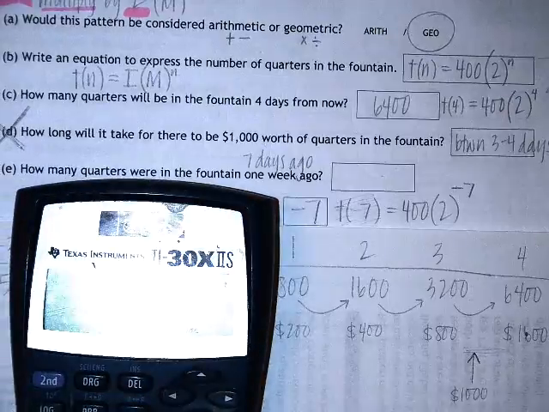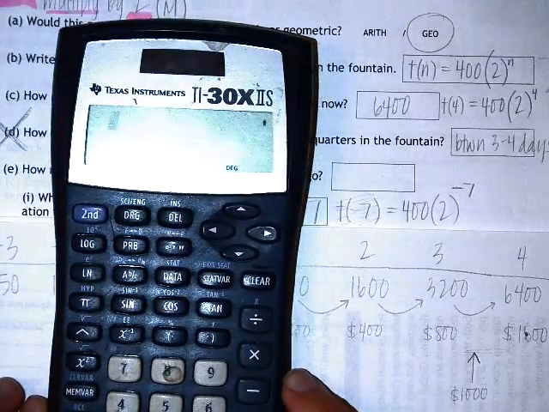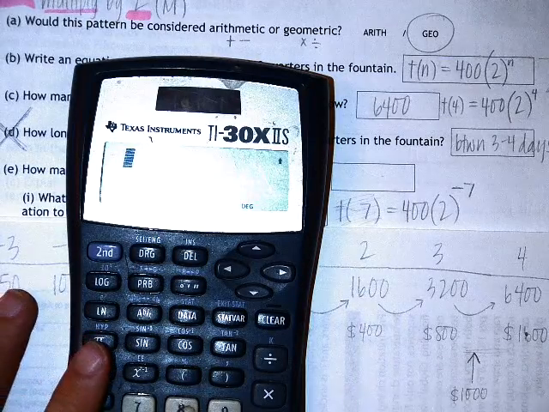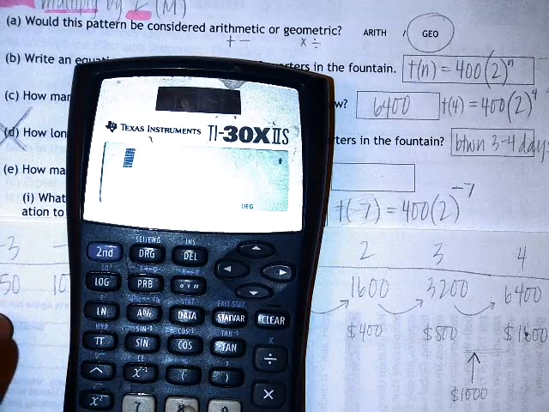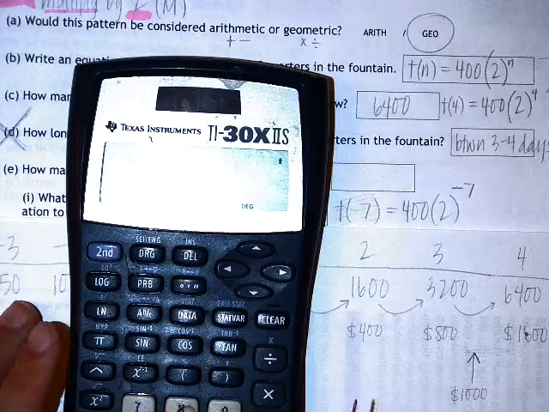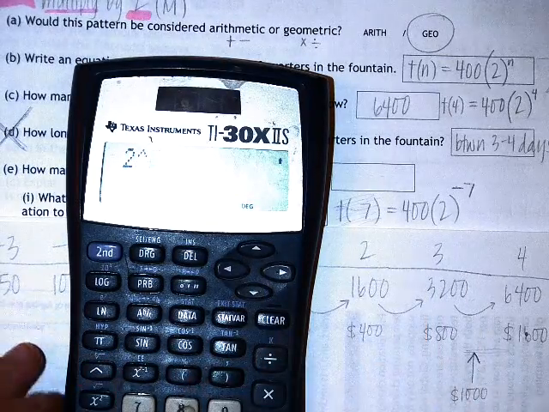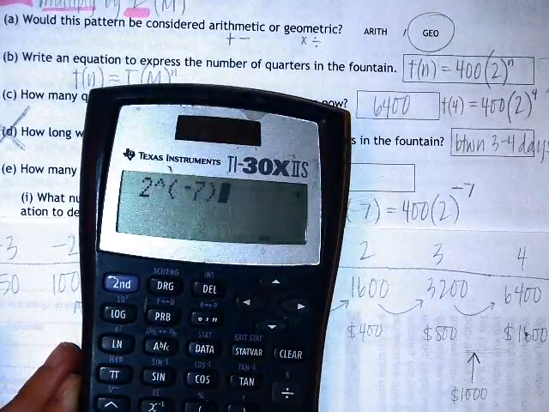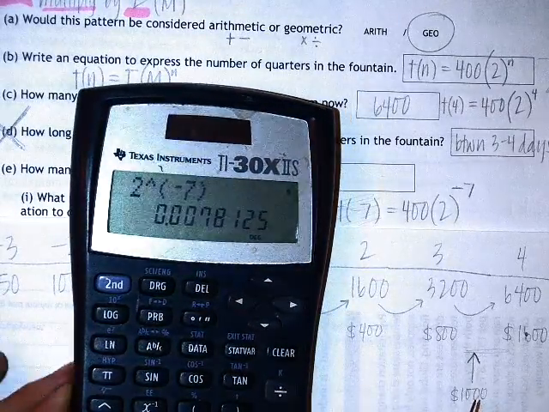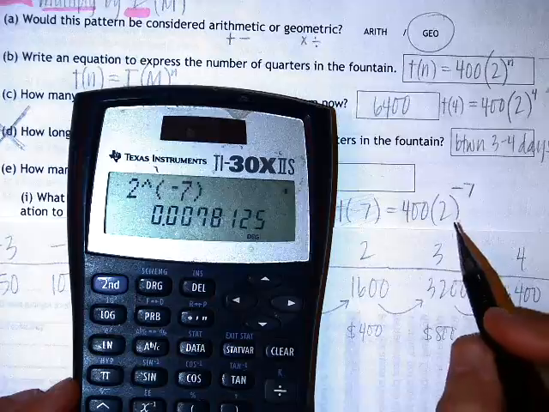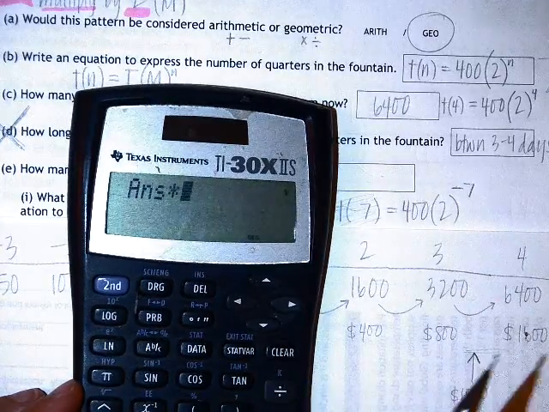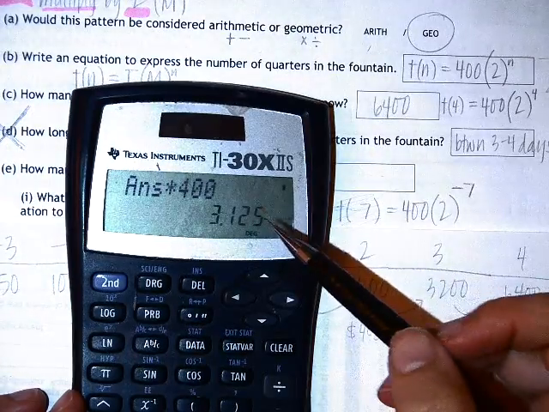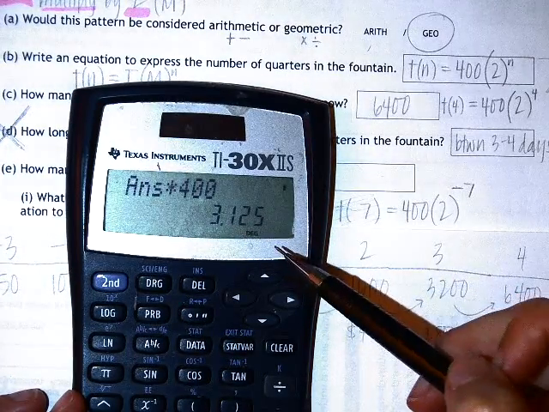In fact, I'll do this example with a standard style calculator so you can see that you don't need anything fancy to do this. I personally usually do the exponent first, because that's what PEMDAS does. Exponent first, then multiply. So 2 to the power of -7. I like to put negative things in parentheses just to be safe. It's going to give me a crazy looking number, but don't worry, because we're not done. Then I take that number times 400, and that gives me my number that I'm looking for, 3.125.